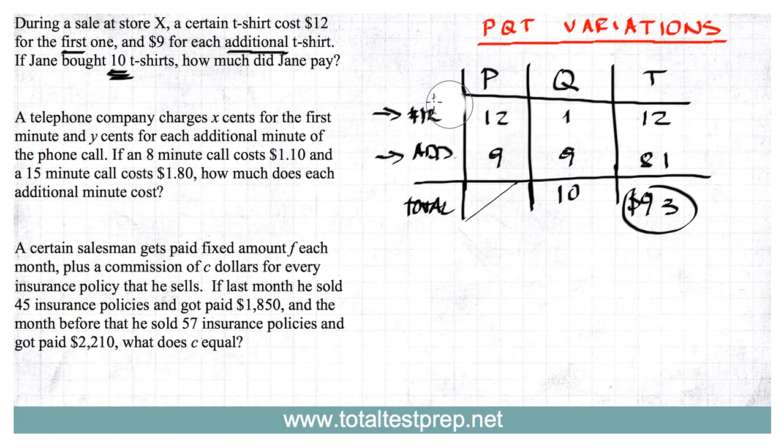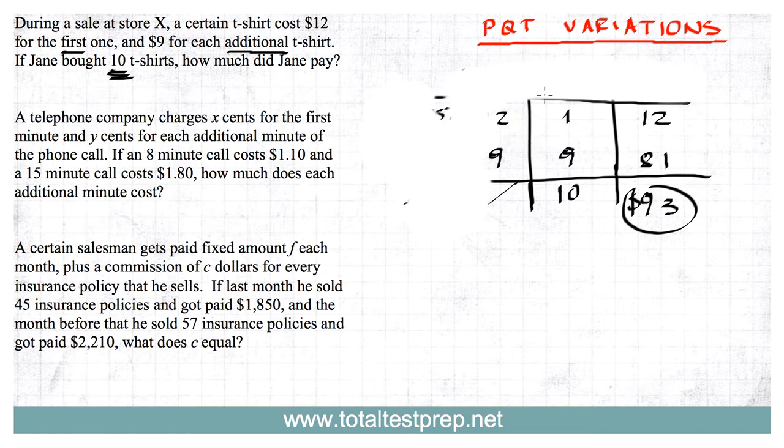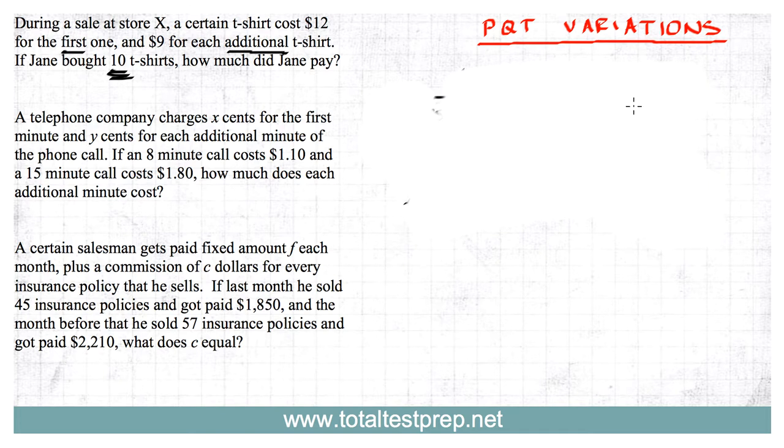Let's take a look at the next question. Let me just erase this one second. So in this question, we're told that a telephone company charges X cents for the first minute and Y cents for each additional minute. So right away, you're dealing with a price, quantity, total question where you have this variation dealing with additional minutes and changing prices. So Y cents for each additional minute of the phone call. If an 8-minute phone call costs $1.10 and a 15-minute call costs $1.80, how much does each additional minute cost? In other words, we're trying to find what Y is.